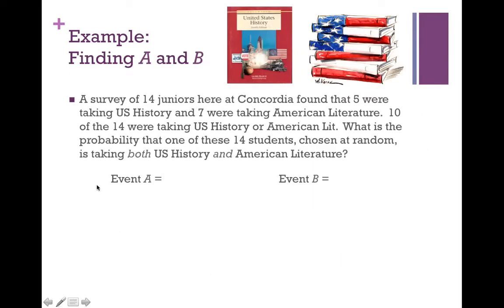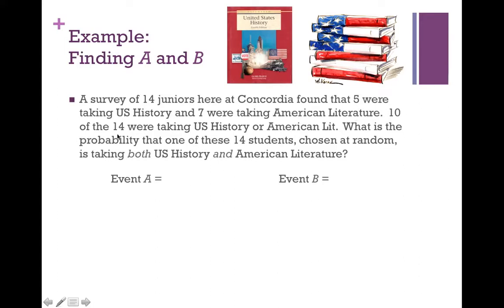Okay, now this is a situation where instead of trying to find A or B, I'm actually going to use the information to try to find A and B. So here's the example. A survey of 14 juniors here at Concordia found that 5 were taking U.S. history and 7 were taking American literature.